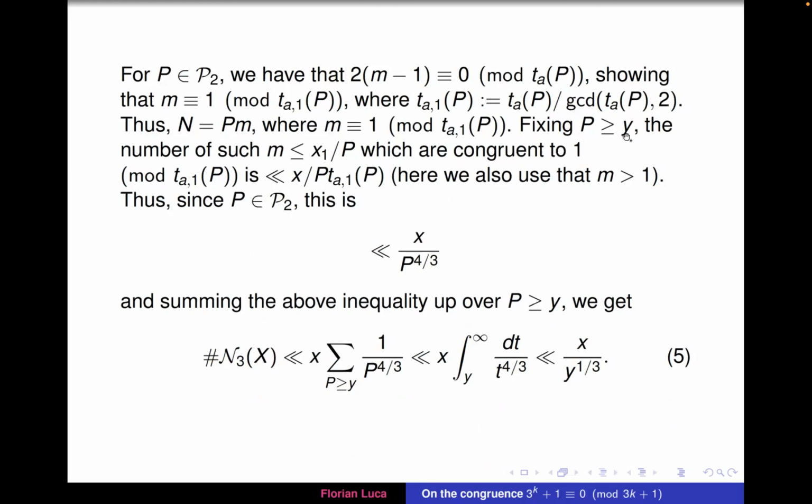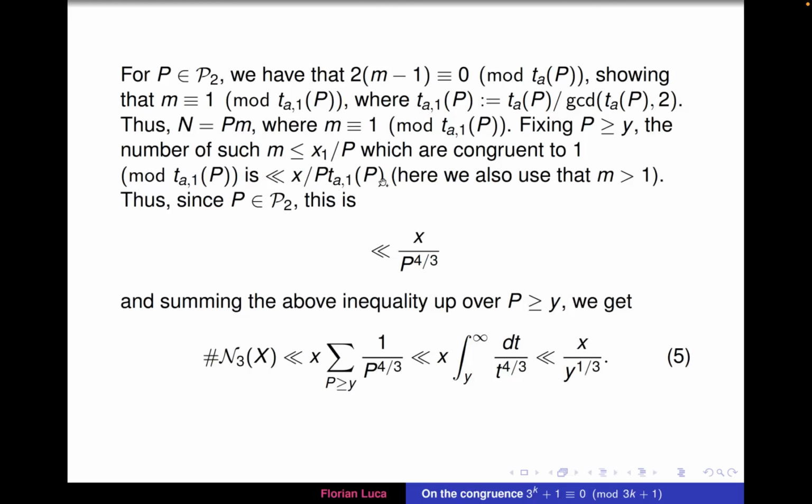So let's fix p greater or equal to y, and let's count m's, which are up to x over p, which are congruent to 1 modulo the order of 2 modulo p. So those numbers are in this progression. They are up to x over p, and they are congruent to 1 modulo this order. So the number of them is x divided by p times this order. Normally, you have to add 1 to it because of the first term of the progression. But for us, the first term of the progression, m equal to 1, is not allowed. So you can just write this.